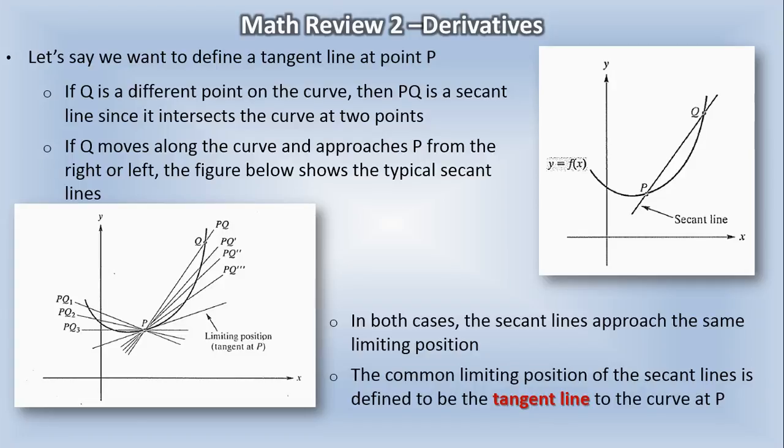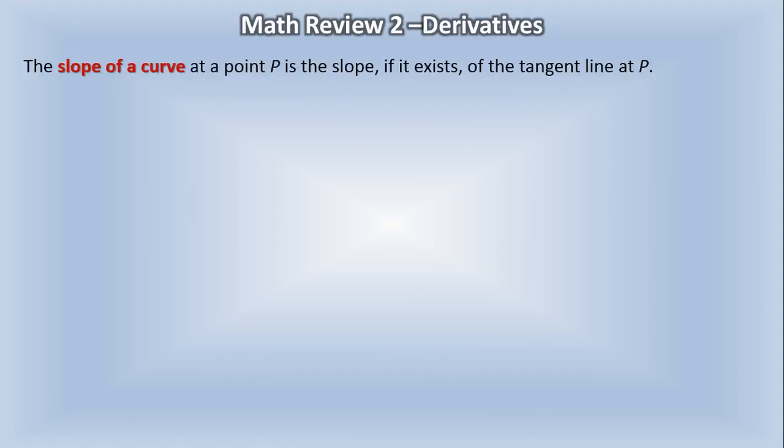The common limiting position of the secant line is defined to be the tangent line to a curve at some point P. This definition can be applied to curves in general. So the slope of a curve at a point P is the slope, if it exists, of the tangent line at P. So we approximate the rate of change at a point by taking the slope of the tangent line, which is the limiting position of these secant lines at that point.